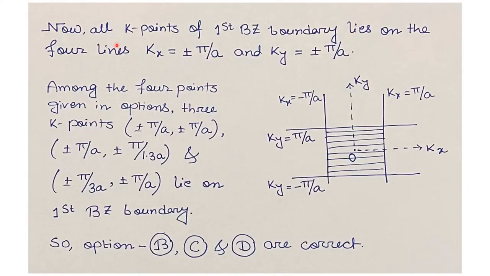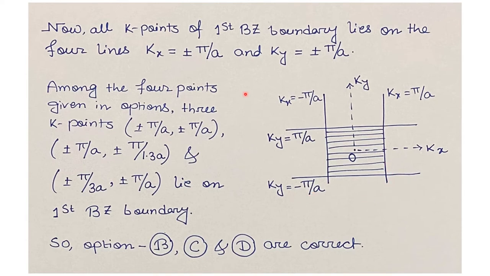Now, all the k points of the first Brillouin zone boundary lie on 4 lines. Those are kx equals plus minus pi by a. These two lines are shown here, kx equals minus pi by a here, and kx equals pi by a, and ky equals plus minus pi by a. Those two lines are here, ky equals pi by a and ky equals minus pi by a. So these 4 lines construct the boundary of the first Brillouin zone, and at all the points on this boundary we'll get the energy band gap.